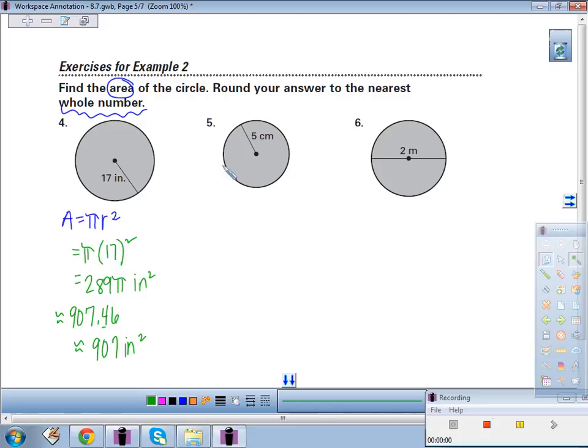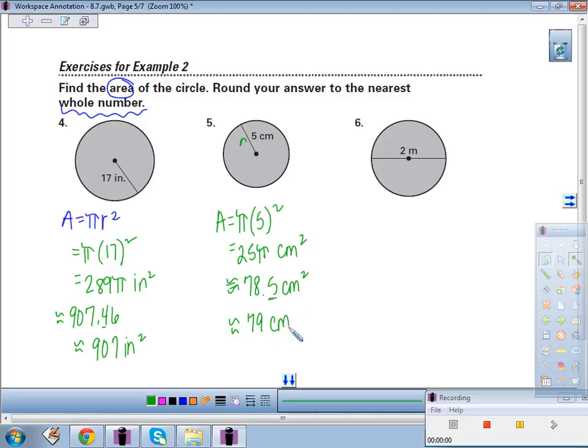Next, number 5. They give us the radius again. So we'll substitute 5 centimeters for the radius. We get pi times 5 squared, or 25 times pi square centimeters. If we are approximating, we can say 25 times 3.14. That will give me a value of 78.5 square centimeters. And so now we can round up to 79 since that decimal place is 5 or above.